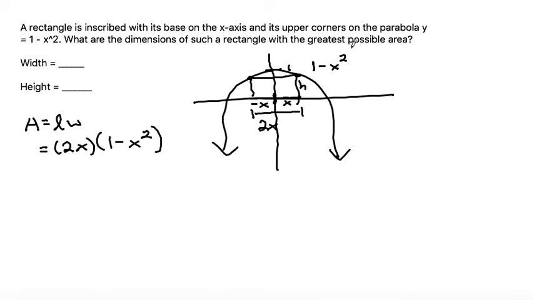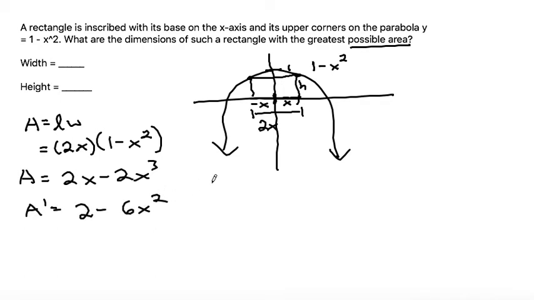to find the greatest possible area, we're trying to maximize our area. If we want to maximize area, we need to take our derivative. Let's first distribute our 2x to make 2x minus 2x cubed for the area formula. Once we have our area, we can take our derivative of area, which would be 2 minus 6x squared. And then we need to set that derivative equal to 0 and solve for our value of x.